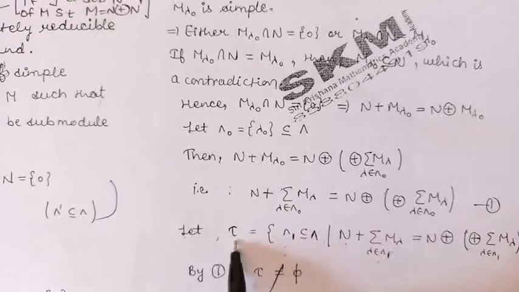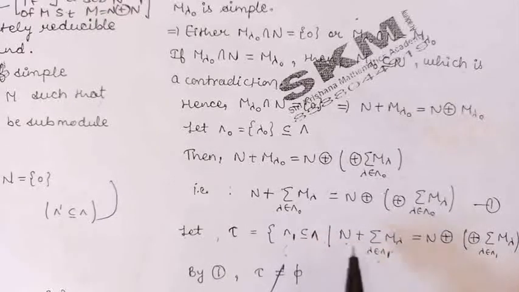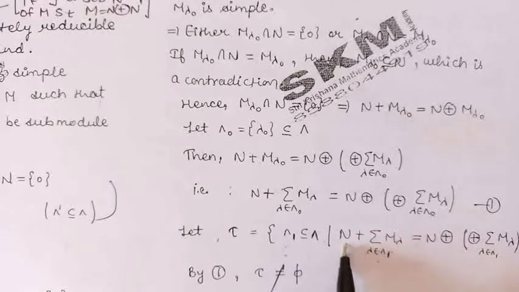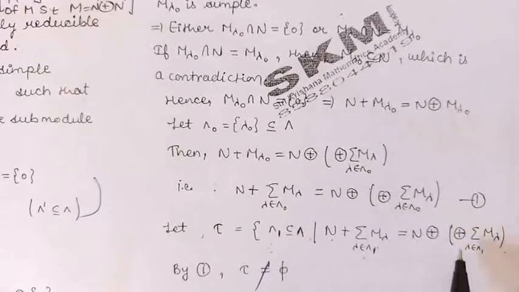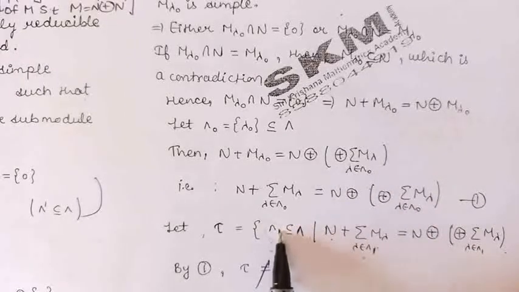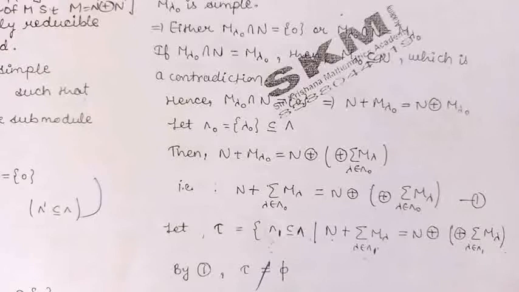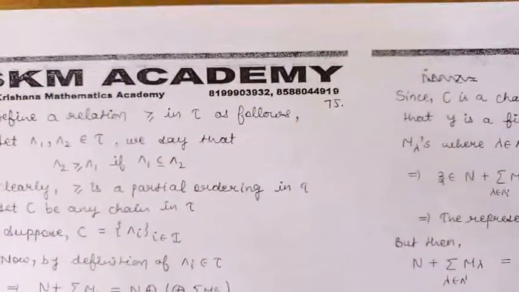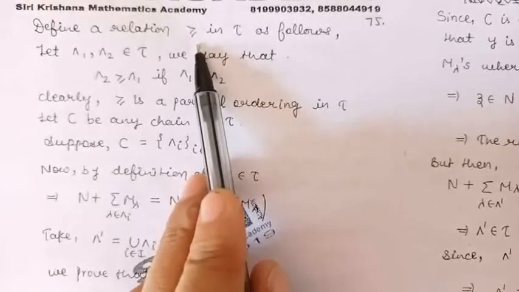So let us define a collection tau. This is a collection of all those subsets of the family denoted by uppercase Lambda, such that N plus the summation of M lambda is equal to N direct sum the summation of M lambda, where lambda belongs to this family. Then we can say that this family is a non-empty family. Now let us define a relation on this set so that it becomes a partially ordered set. The relation we denote by this sign, greater than or equal to.